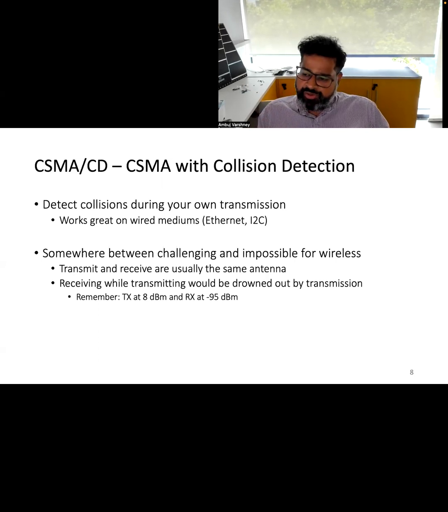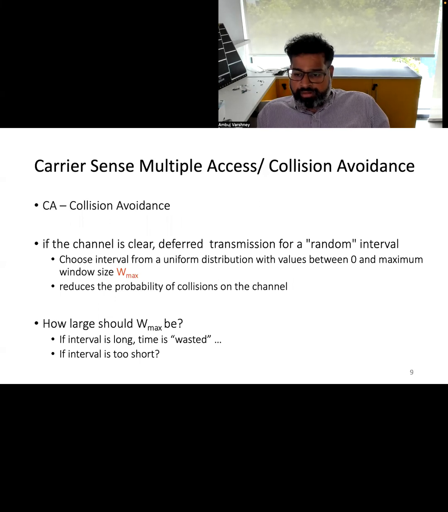Instead, we rely on something called CSMA/CA, which is Carrier Sense Multiple Access with Collision Avoidance. So what is CSMA/CA? It is a medium access mechanism that reduces the probability of collisions on a wireless channel. Let's look briefly at how CSMA/CA works. Before transmission, a node checks if the channel is clear by sensing the carrier. If the channel is clear, the node defers the transmission for some random interval to minimize the likelihood of collision.